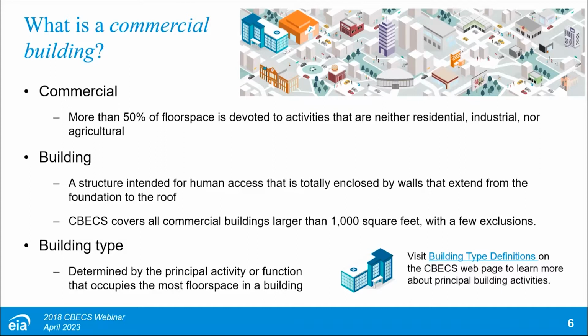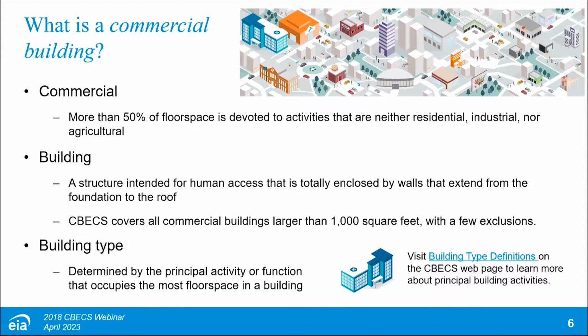An important concept in CBECS is the building type, and we determine the building type by the principal activity or the function that occupies the most floor space in a building. I'd like to expand on this a little bit because there is some subtlety here. There are some nuances that need to be clarified, perhaps. It's really important to note that CBECS captures the building as a unit of analysis. In a given building, there might be multiple establishments, multiple businesses. In such a case, CBECS is looking at the building as a whole and classifying the building based on its principal activity.